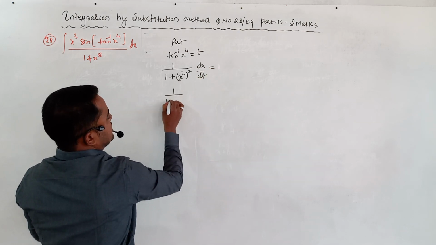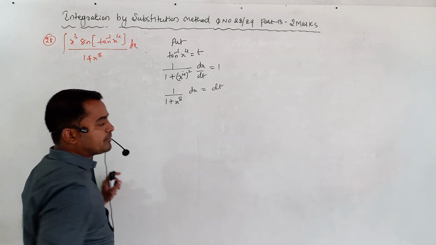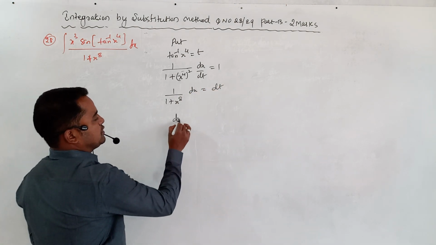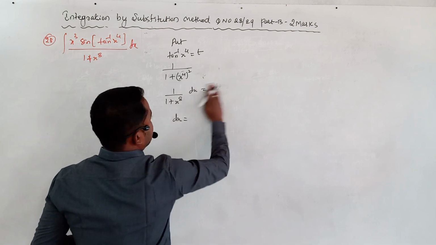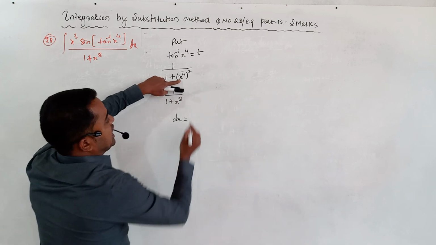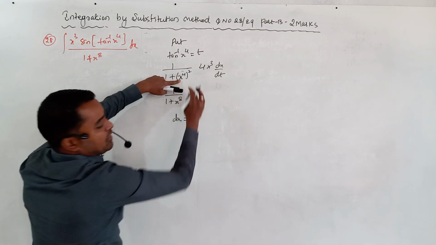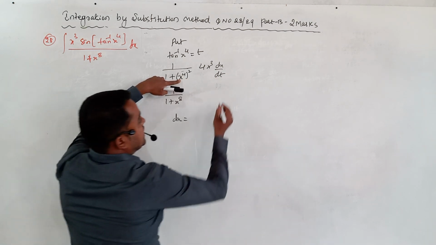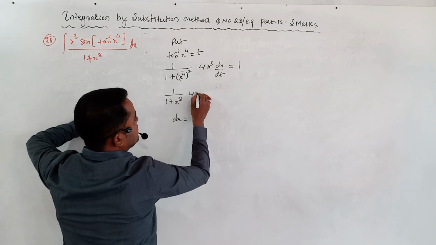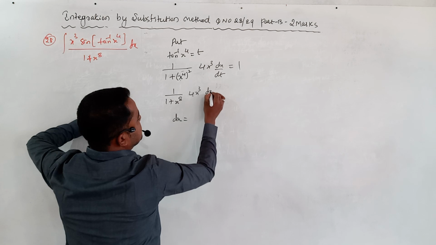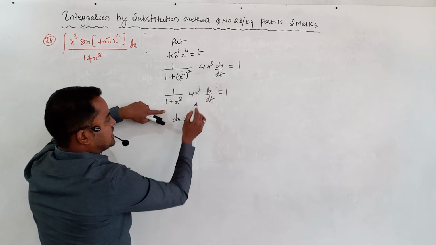Then 1 plus x raised to 8, dx is equal to dt. Yes, now dx is equal to, and one more thing, wait a minute. x raised to 4, then derivative of x raised to 4 is 4x cube. So 4x cube dx by dt is equal to 1.